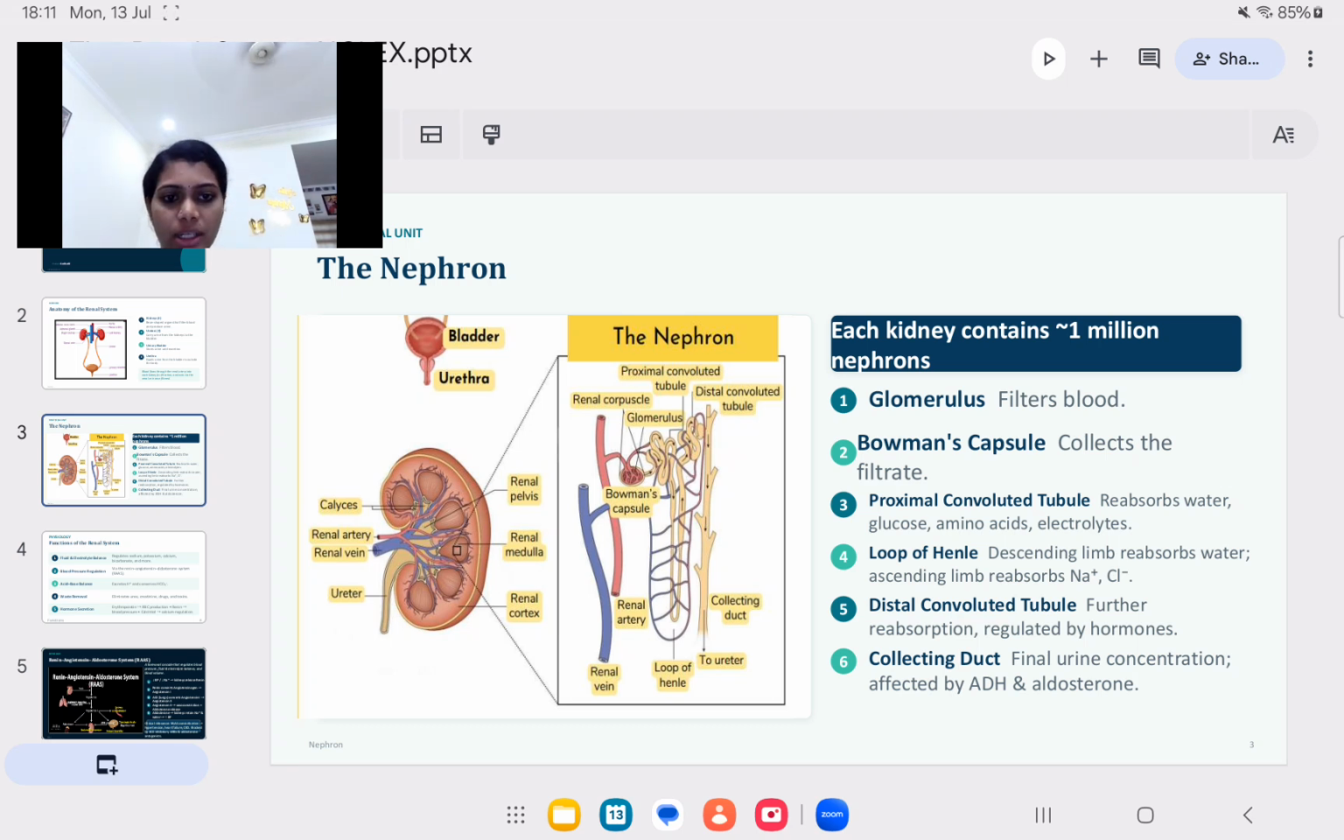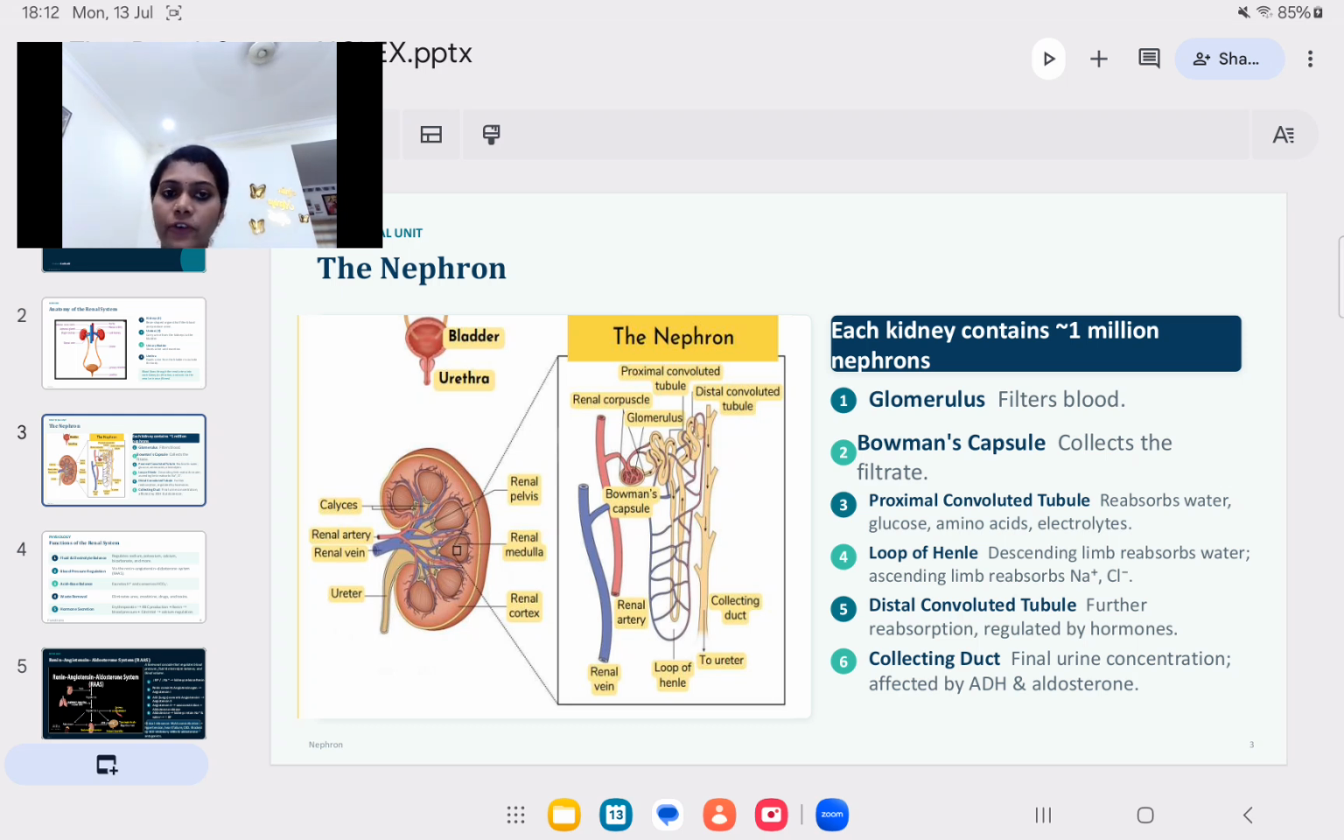And then it goes to the distal convoluted tubule. There, further reabsorption takes place and the hormones are also regulated in the distal convoluted tubule. Then the urine is formed and it is collected through the collecting duct, and the final concentration and hormone regulation happen there. The urine is formed, all the waste products are removed from the blood, and it goes to the ureter and then to the urinary bladder.